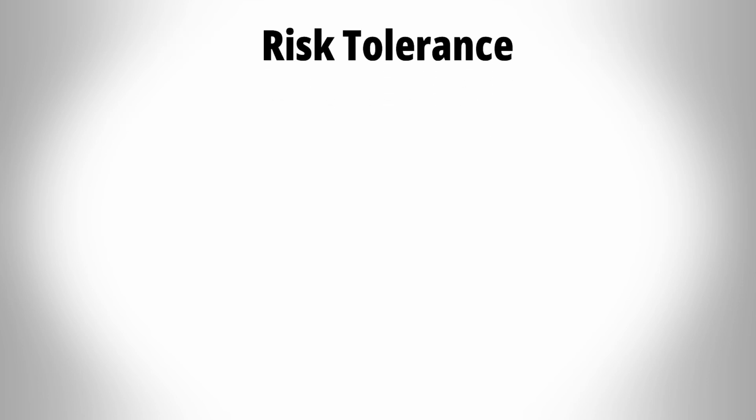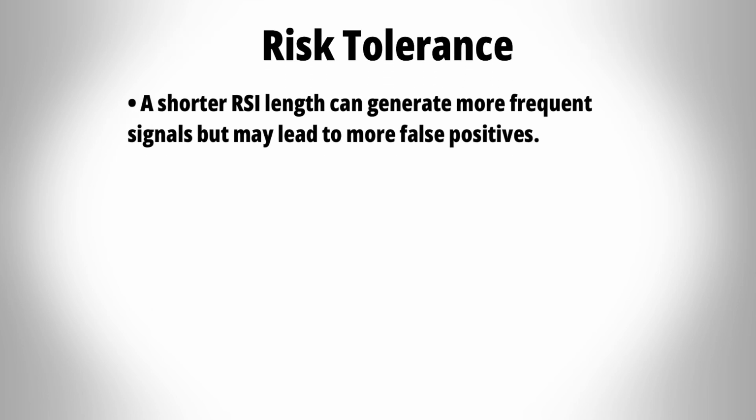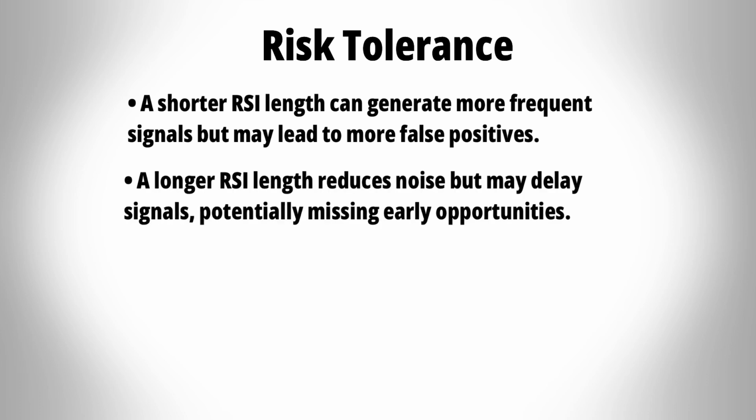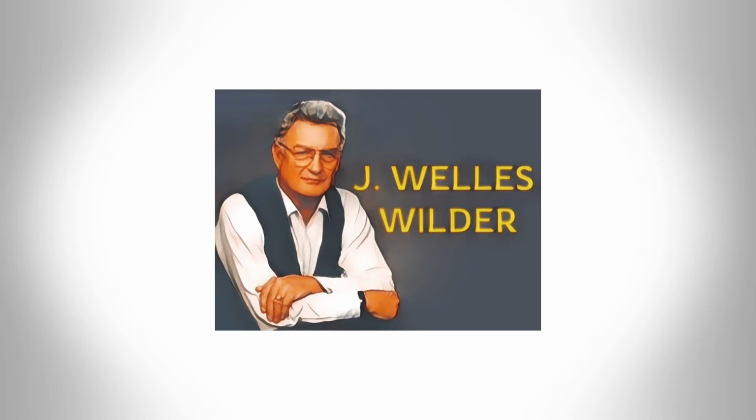Lastly, risk tolerance. A shorter RSI length can generate more frequent signals but may lead to more false positives. A longer RSI length reduces noise but may delay signals, potentially missing early opportunities. The default RSI length is 14 periods, as recommended by J. Welles Wilder, the creator of RSI. However, traders should adjust the value based on their trading strategy, time frame, and market conditions. Always test your settings on historical data to ensure that they align with your trading goals.